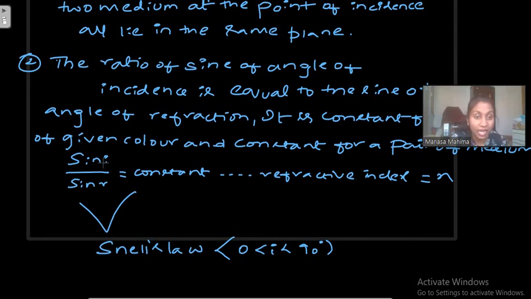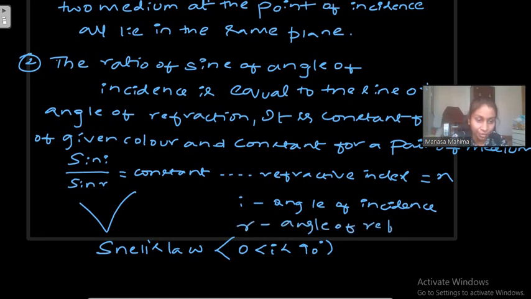And here i is called the angle of incidence, and r is called the angle of refraction. Please don't write reflection here. This is refraction. This is all about the refraction through a rectangular glass slab as well as the laws of refraction.